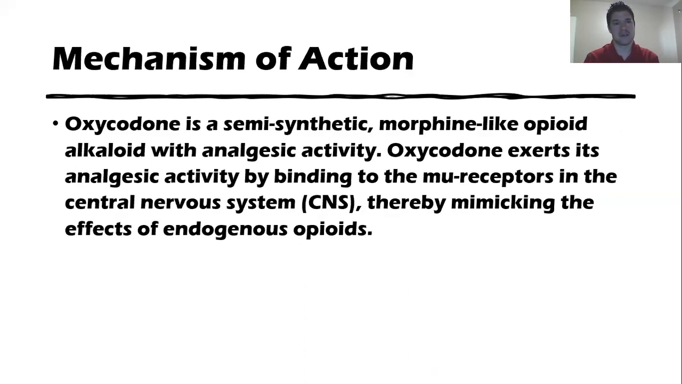Mechanism of action. Oxycodone is a semi-synthetic morphine-like opioid alkaloid with analgesic activity. Oxycodone exerts its analgesic activity by binding to the mu receptors in the central nervous system, thereby mimicking the effects of endogenous opioids.